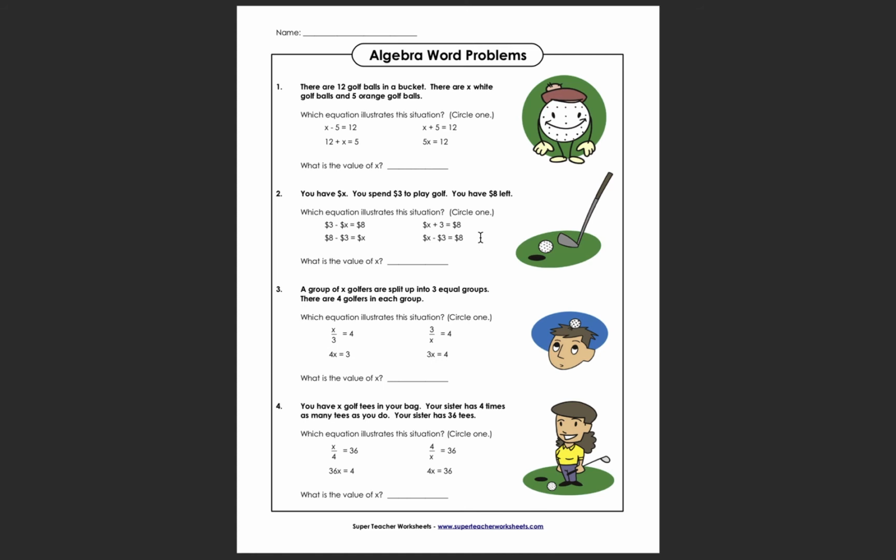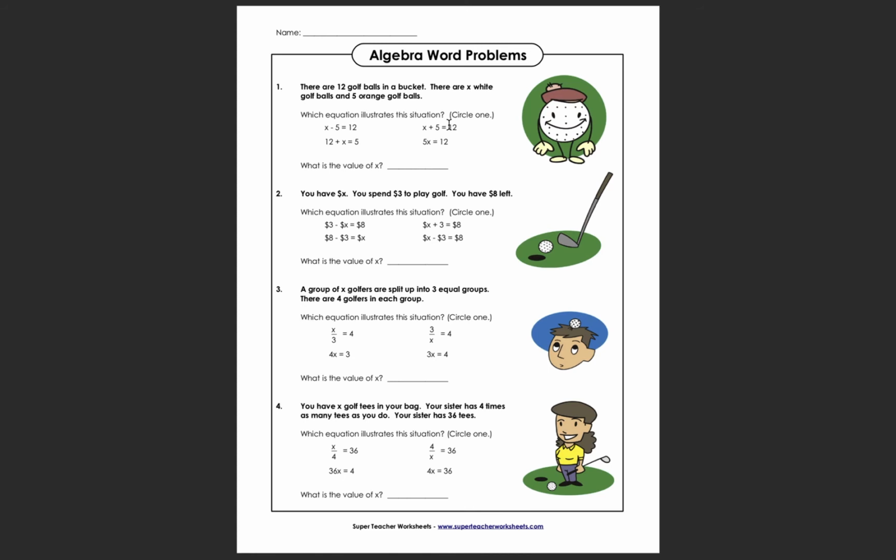We don't know how many white ones there are, but we do know there's 5 orange ones. So the two numbers that stick out are 12 and 5, because those are the only two numbers that we know. So 12 has to be our total. So right off the bat, this one or this one has to be our final equation. All of them have a 5. How do I figure out which one best illustrates the situation?